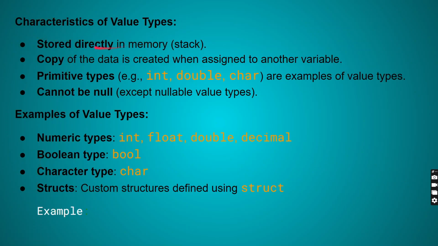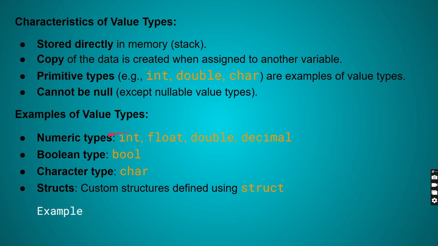Characteristics of value types: stored directly in memory, stack memory. A copy of the data is created when assigned to another variable. Primitive types, for example int, double, char, are examples of value types. Cannot be null, except nullable value types.